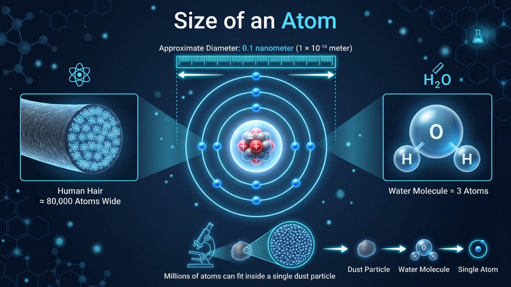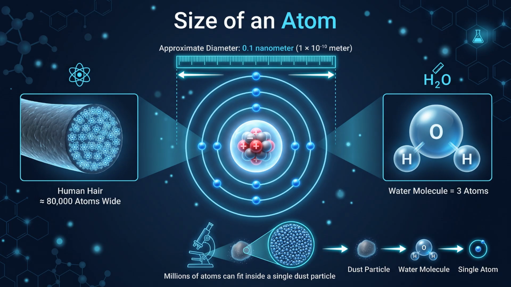The human hair comparison. If numbers that small are hard to visualize, look at the panel on the left. It shows a highly magnified strand of human hair, something we consider very thin and delicate in our everyday lives. However, at the microscopic level, a single strand of human hair is actually a massive structure. It is approximately 80,000 atoms wide.